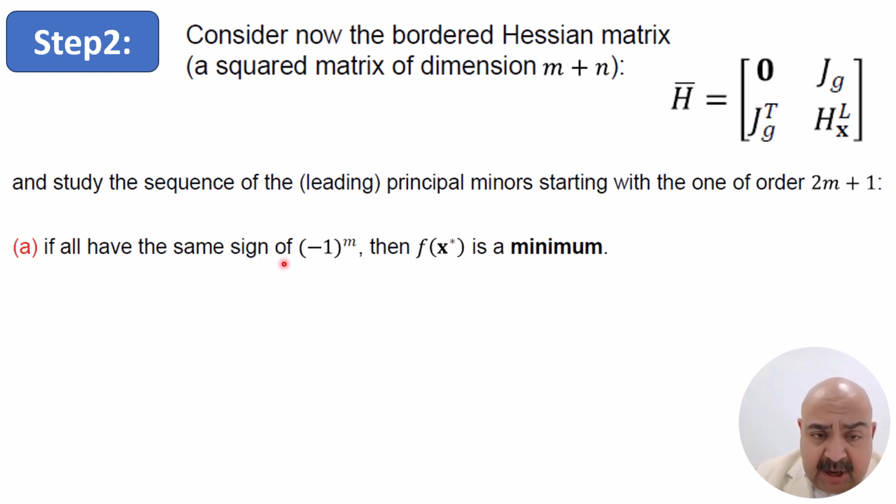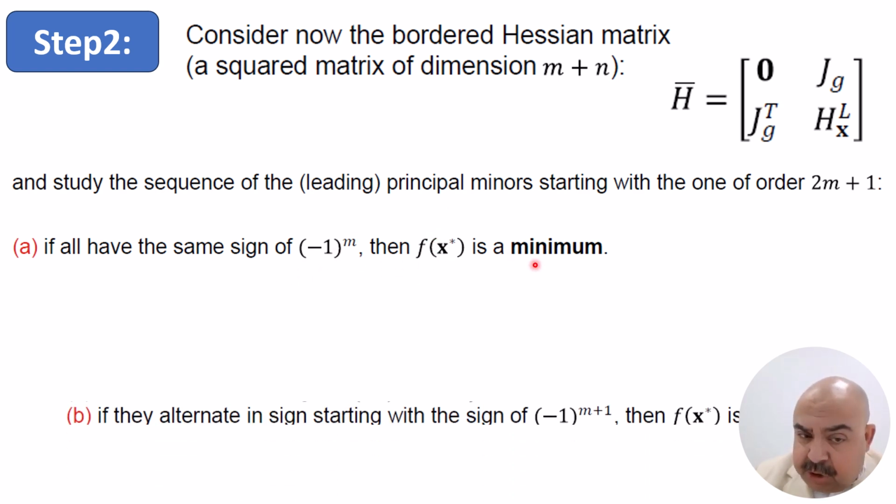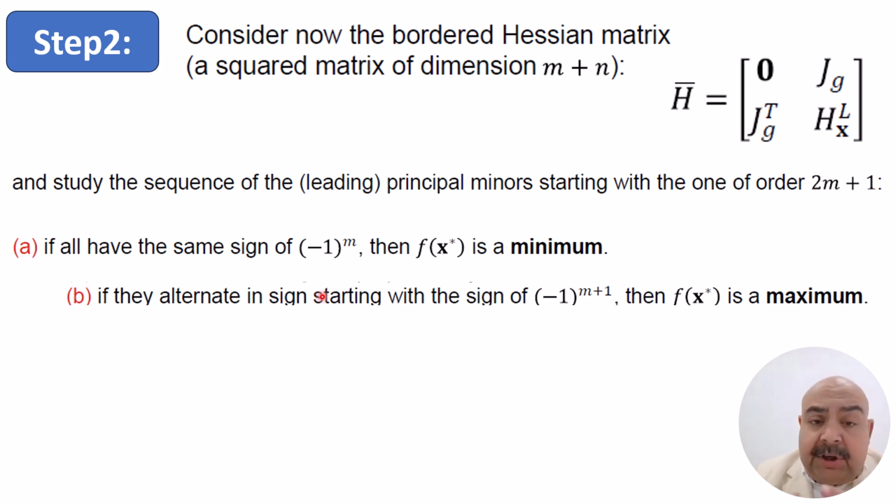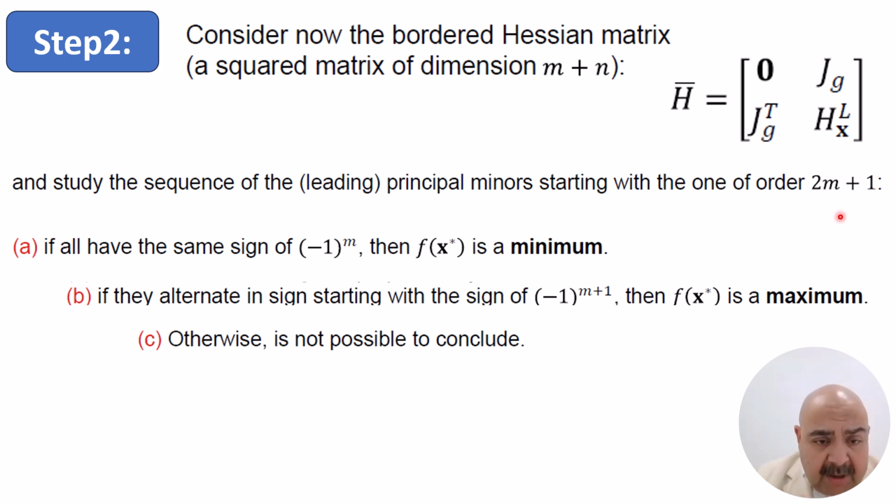If all have the same sign, I'm talking about the leading principal minors, of -1 to the power of m, then f of x star is a minimization point. If they are alternating in sign, I'm talking about the leading principal minors, that's the sign is equal to -1 to the power of m plus 1, then f of x star is the maximum, and that's a generalization of the condition. Once more, for the 1000th time, remember that m is the number of constraints inserted in your problem. Otherwise, it's not possible to conclude what's going to be.